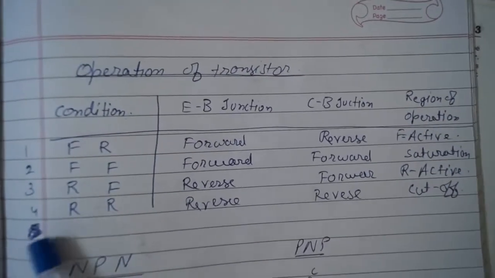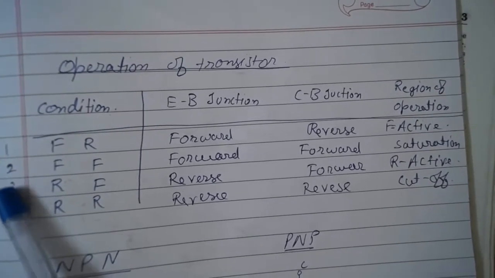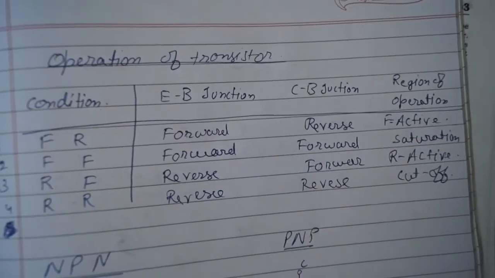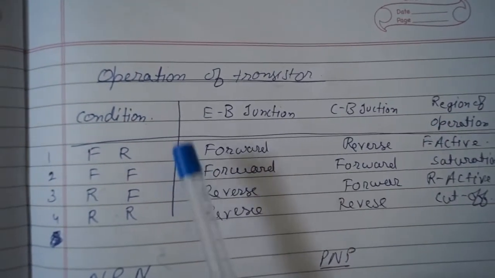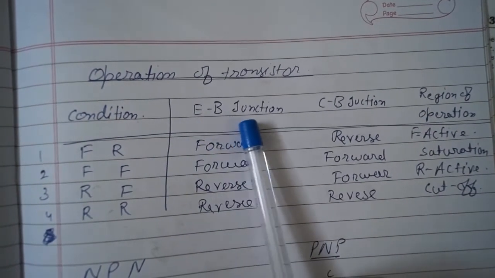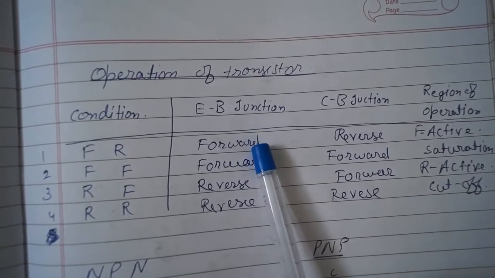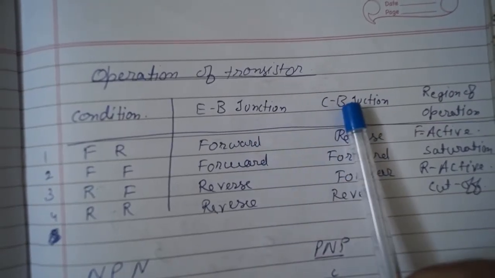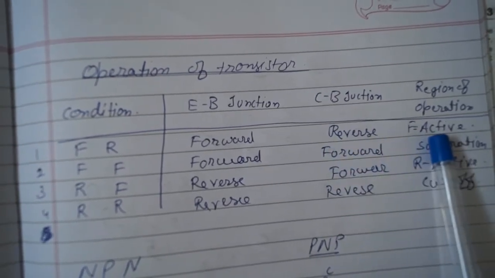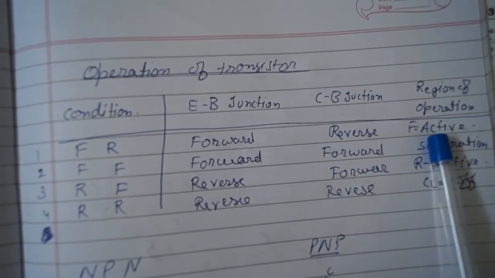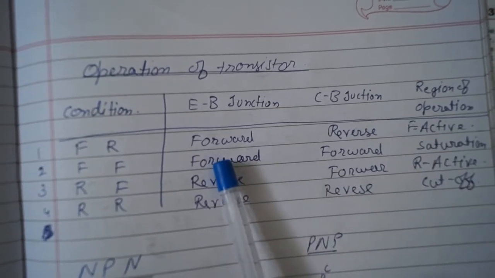Operation of transistor. The transistor works in these configurations. The emitter base junction of the transistor should be forward biased and the collector base junction reverse biased. Then the transistor is in forward active or normal mode of operation.